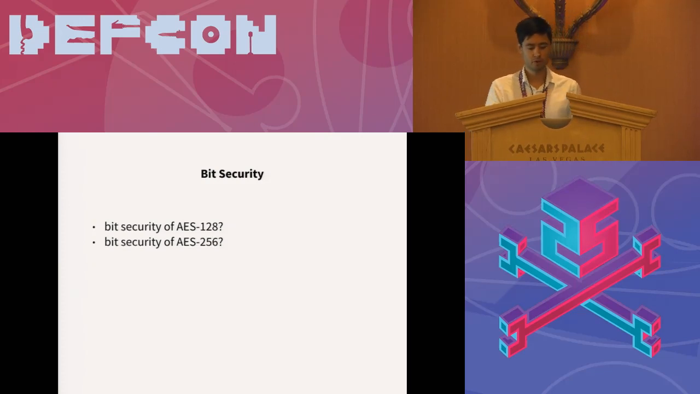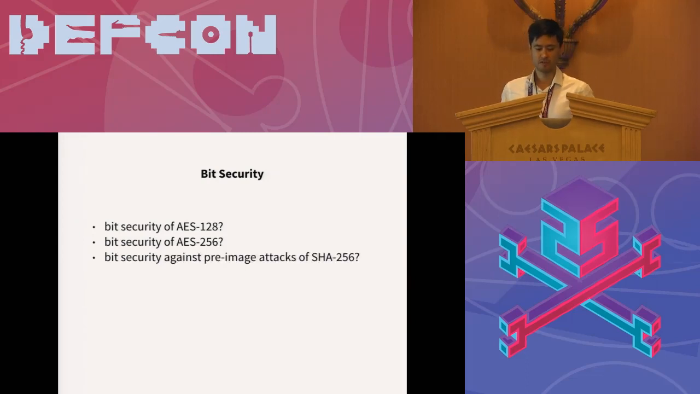Now, what is the bit security of AES-256? Well, it's 256 bits. And this is usually the kind of security you want. It's either 128, which is what most people use, or if you're really paranoid, if you really care too much, or if you want to market your application as military-grade encryption, you usually choose the latter.